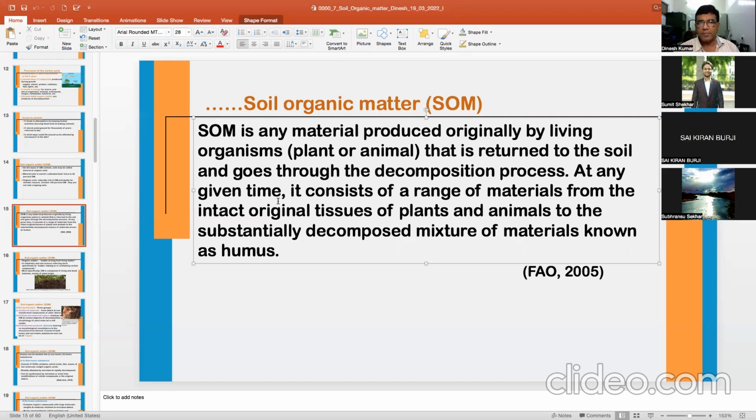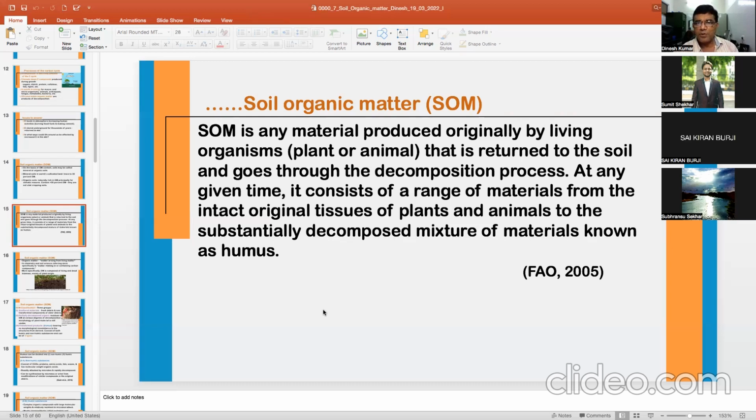At any given time, it consists of a range of materials from the intact original tissues of plants and animals to the substantially decomposed mixture of materials known as humus. So this is, friends, the complete definition of soil organic matter. You will find a variety of definitions of organic matter, but this is the perfect definition which also characterizes the organic matter.